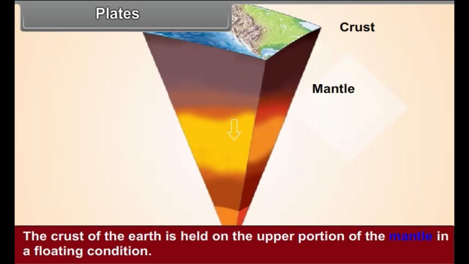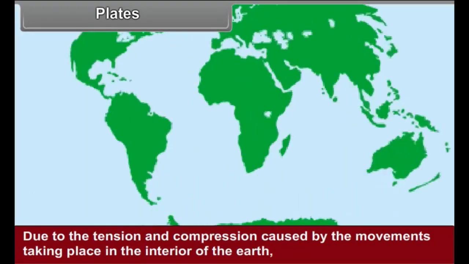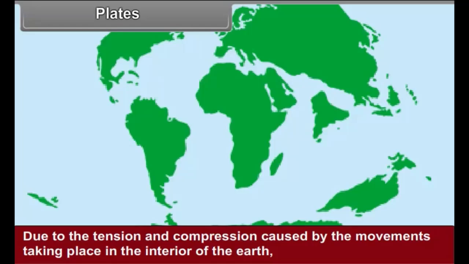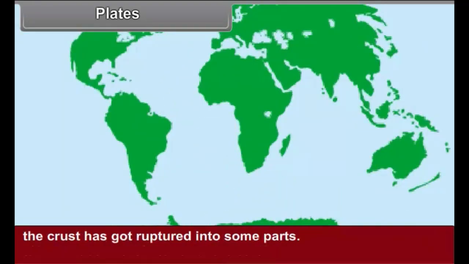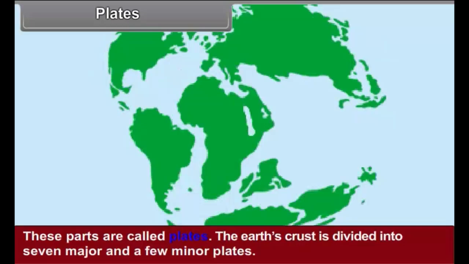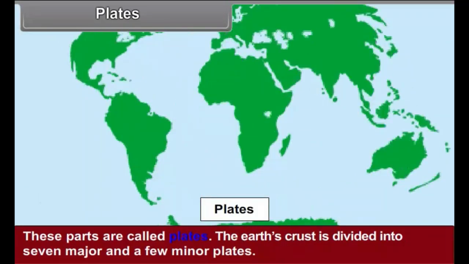Plates. The crust of the earth is held on the upper portion of the mantle in a floating condition. Due to the tension and compression caused by the movements taking place in the interior of the earth, the crust has got ruptured into some parts. These parts are called plates.